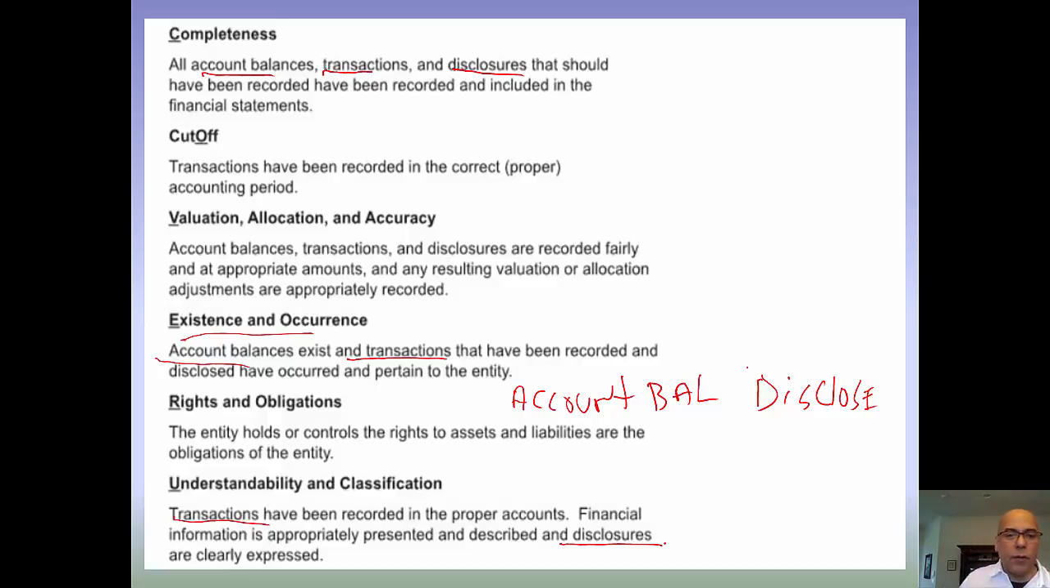Oh, a couple other assertions up here before we move on. Cutoff, okay? Cutoff is only in the transaction category. Cutoff wants to make sure that we have recorded the transaction in the correct year. So we'll look at transactions near year end to see that a transaction occurred, say, in December, towards the end of the balance sheet, didn't somehow end up in the next year's financial statements.